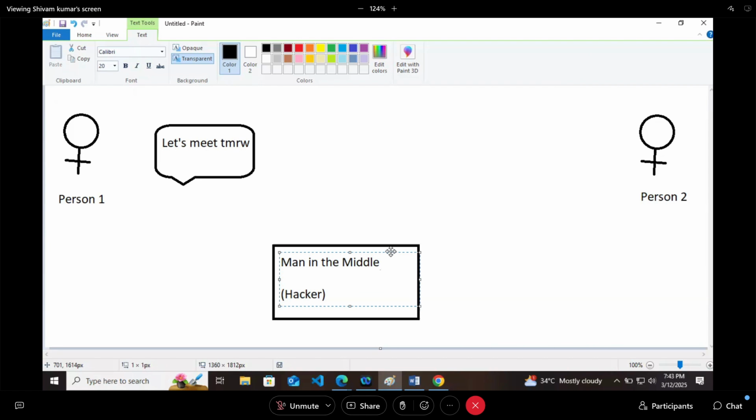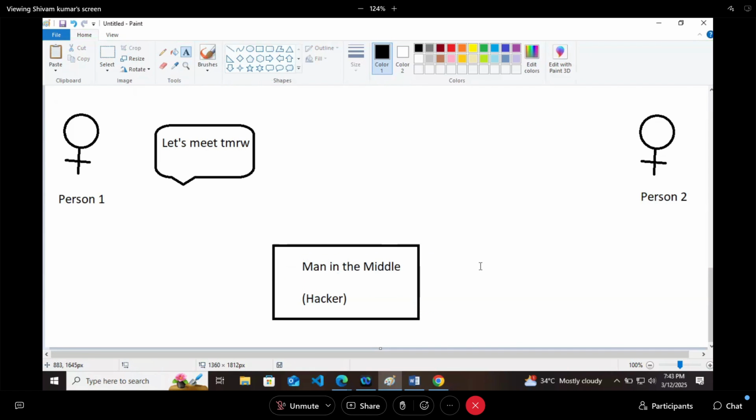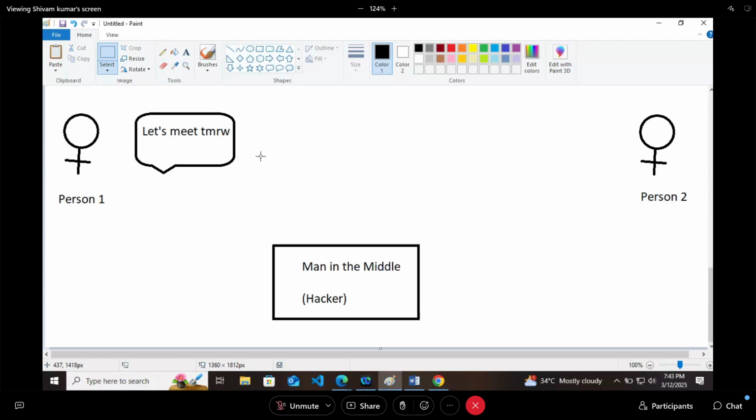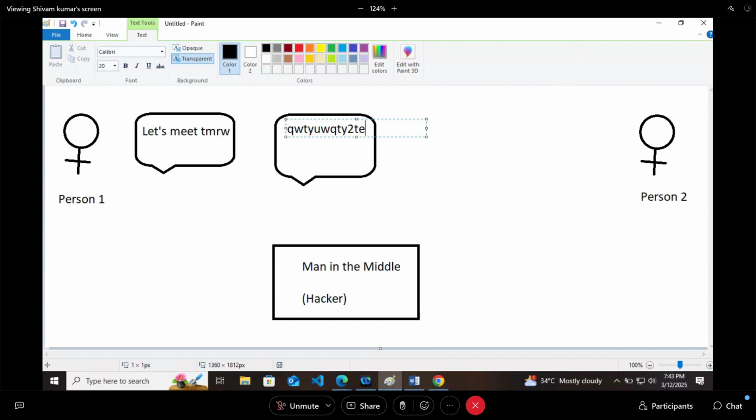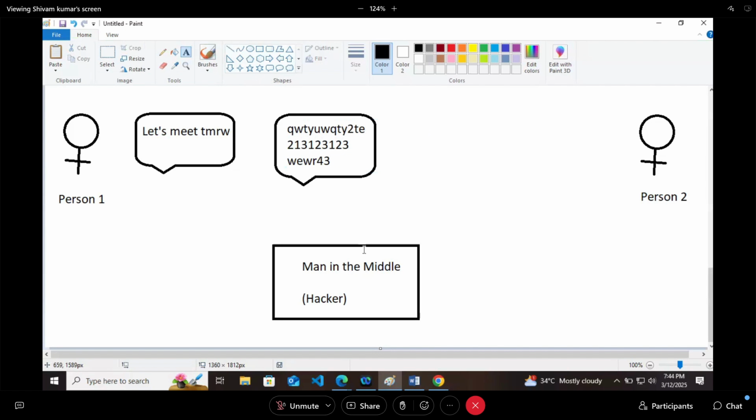Now, what scientists or developers decided is that this time we will do two things. First, the message will not go like this. It will travel in the encrypted format only. Let's say this is the encrypted format. Last time, the hacker was able to delete the message and write a new custom message.